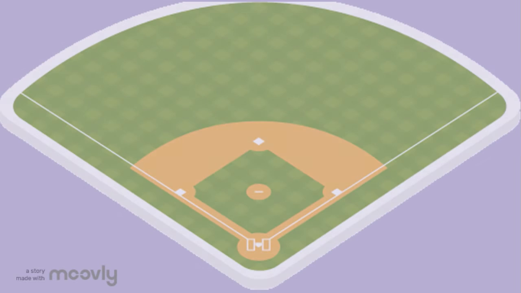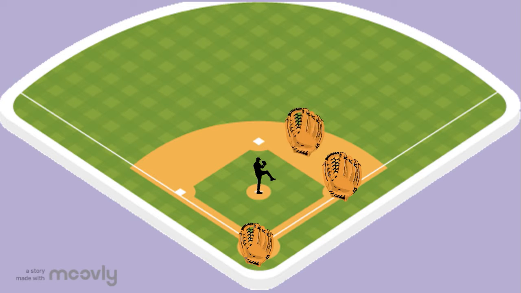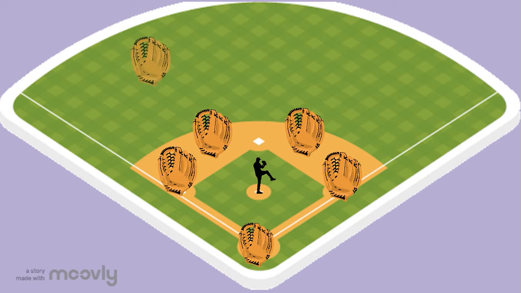When a team takes the field on defense, here's how they line up. There's the catcher, the pitcher, the first baseman, the second baseman, who is between first and second base, the shortstop, who is between second and third base, the third baseman, and the outfielders: the left fielder, the center fielder, and the right fielder.